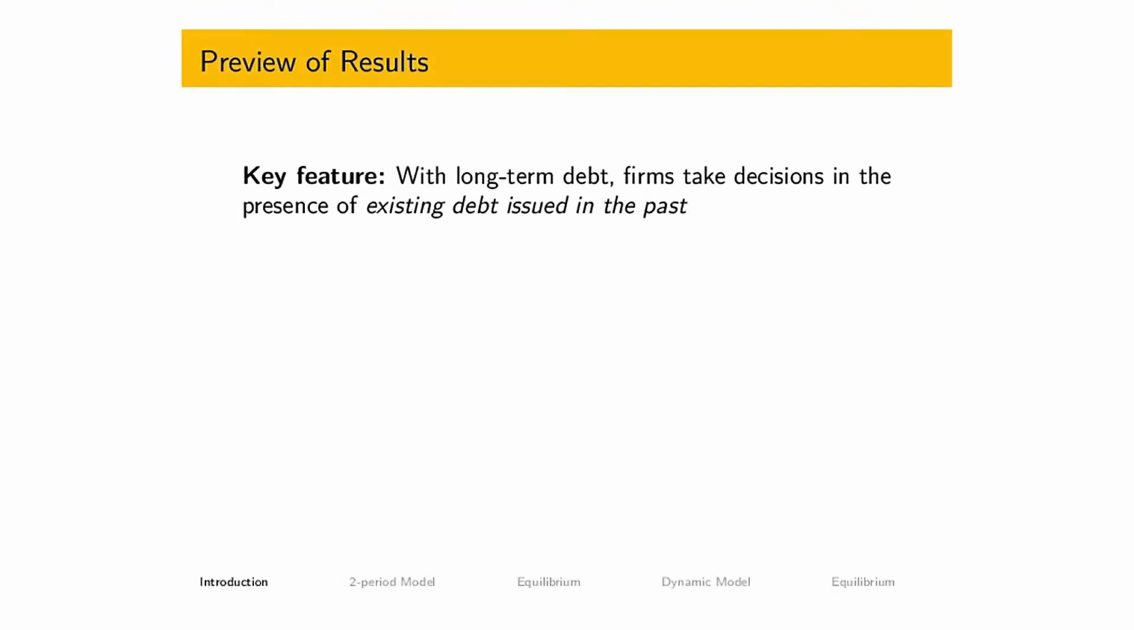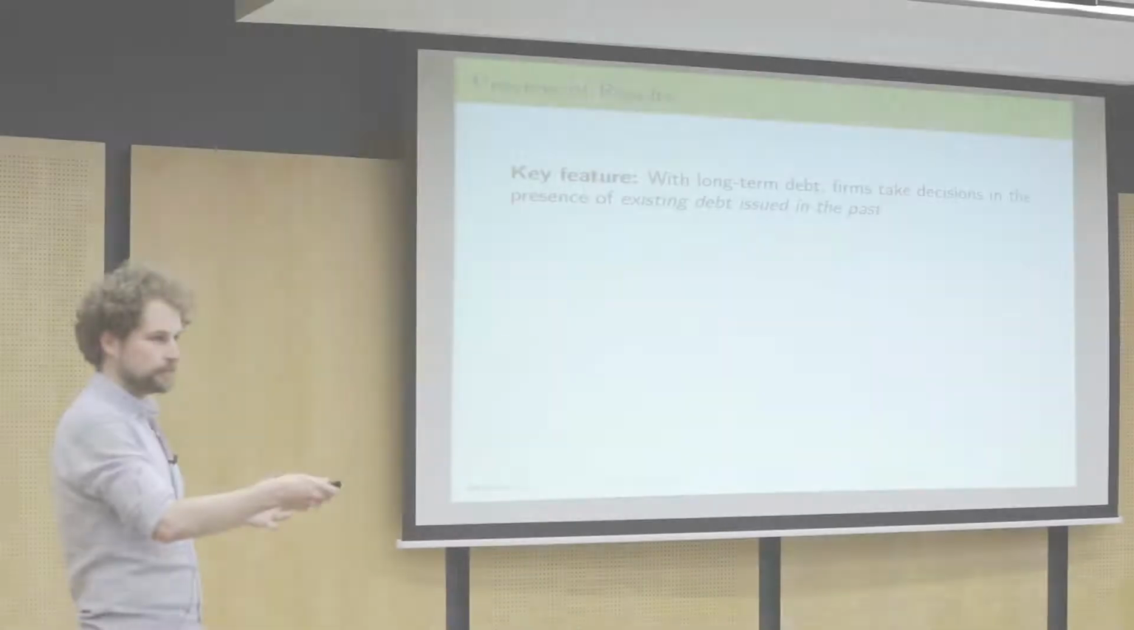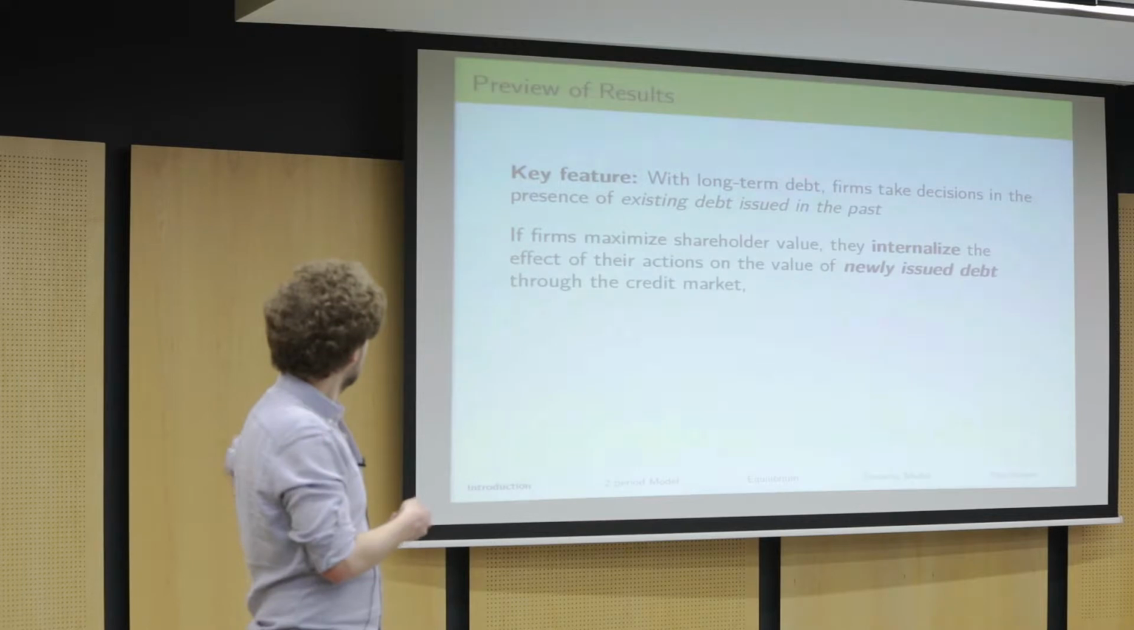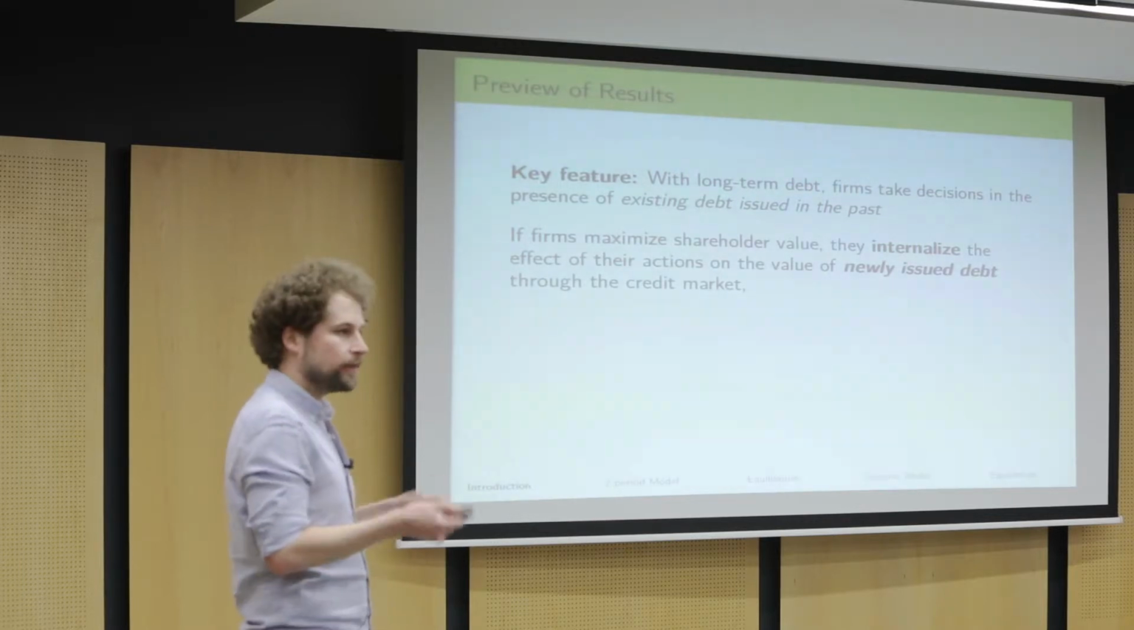The key feature we introduced by having a long-term debt model is that firms now take decisions in the presence of existing debt which has been previously issued in the past. With short-term debt, that never happens. Normally, with short-term debt, all debt is issued today and fully paid back before the firm takes new decisions. That's now different. That's the key difference.